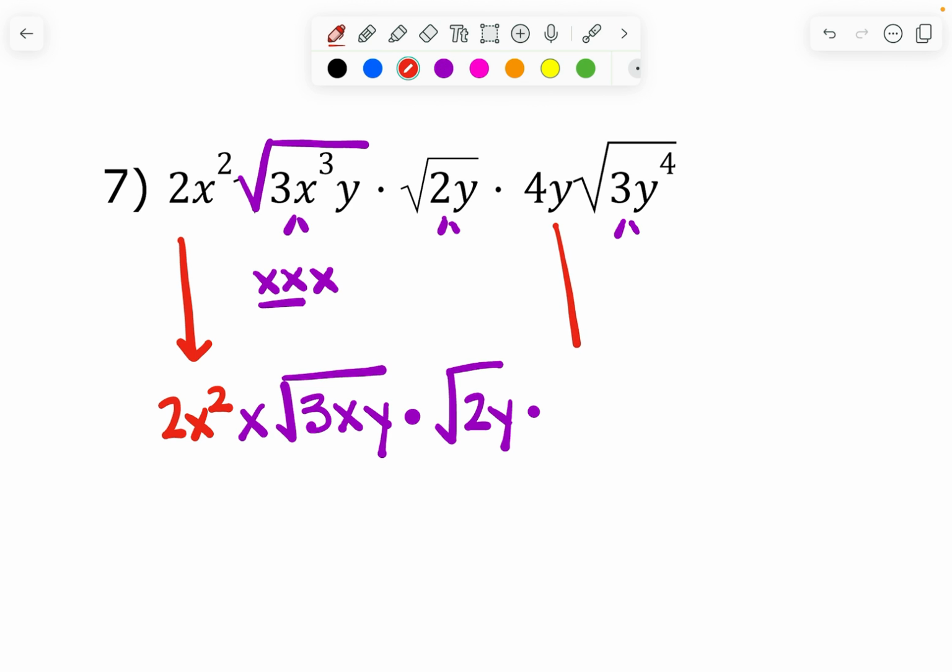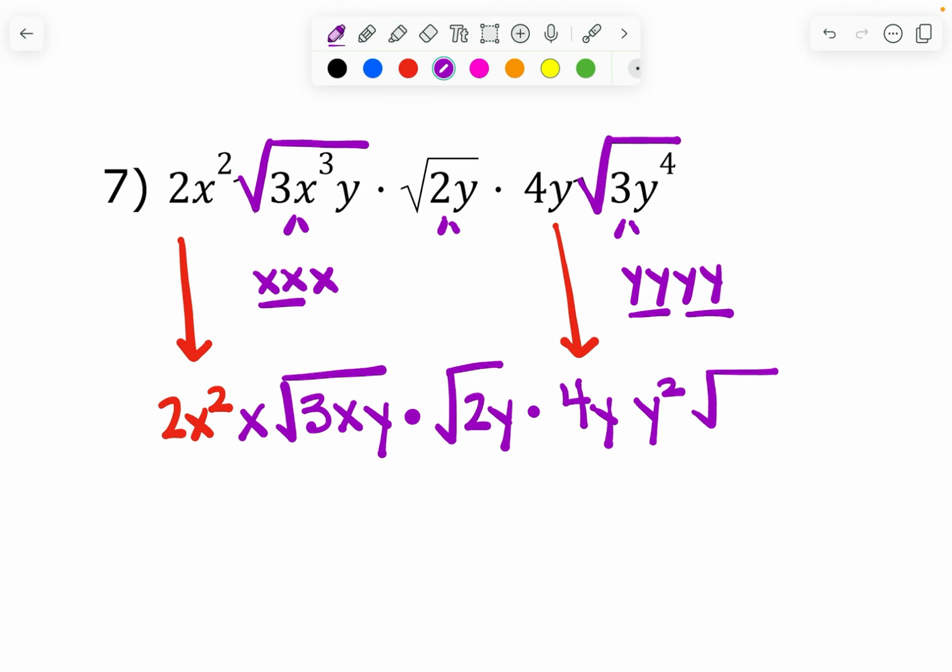That 4y is out front, so we are literally just going to carry that down because we're not simplifying that. We're simplifying what's under the radical, which the 3 I can't touch, but y to the 4th is going to give me 4 of these. So I'm going to get 2 pairs of y's. So I'm going to bring a y squared out front. Square root. What's left underneath is just 3.